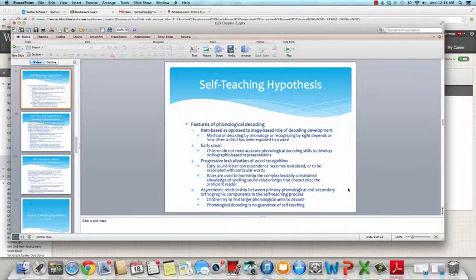And finally, the asymmetric relationship between primary phonological and secondary orthographic components in the self-teaching process. Children try to find larger phonological units to decode, which is essentially phonics instruction but goes beyond phonics, because there are larger and larger patterns that you form; the more words you have, the more familiar you are. Like "metalinguistic," for example: meta, linguistic, putting them together. These are large words that are not difficult for you to decode because you're familiar with those larger lexical units. But phonological decoding is no guarantee of self-teaching.